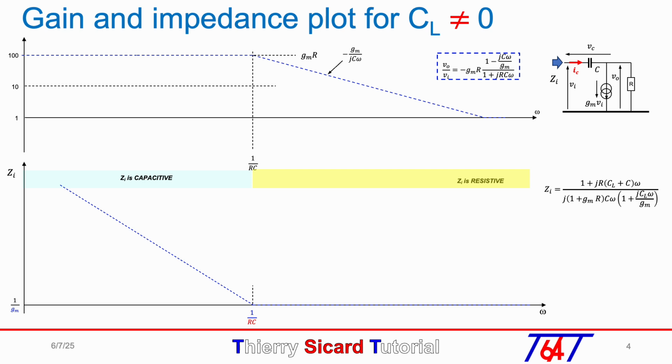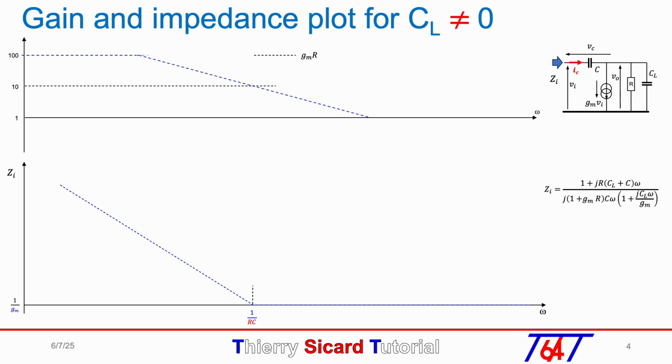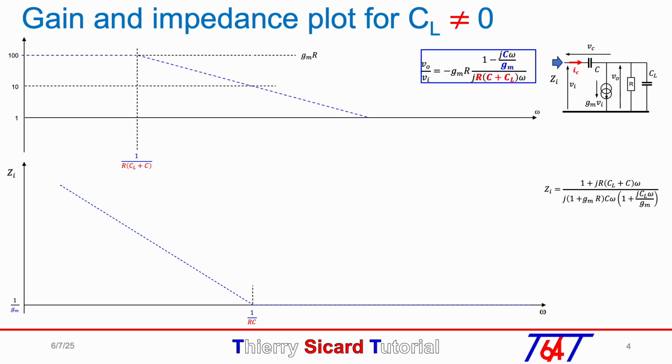By adding the capacitor CL, the pole will move to a lower frequency because it includes the sum of capacitors C and CL. From the output, capacitor C is like connected to ground, so the output sees both capacitors in parallel, which means C plus CL. The DC gain is always equal to GMR, assuming it is 100, and stops at the angular frequency omega p equal to 1 over R times C plus CL.